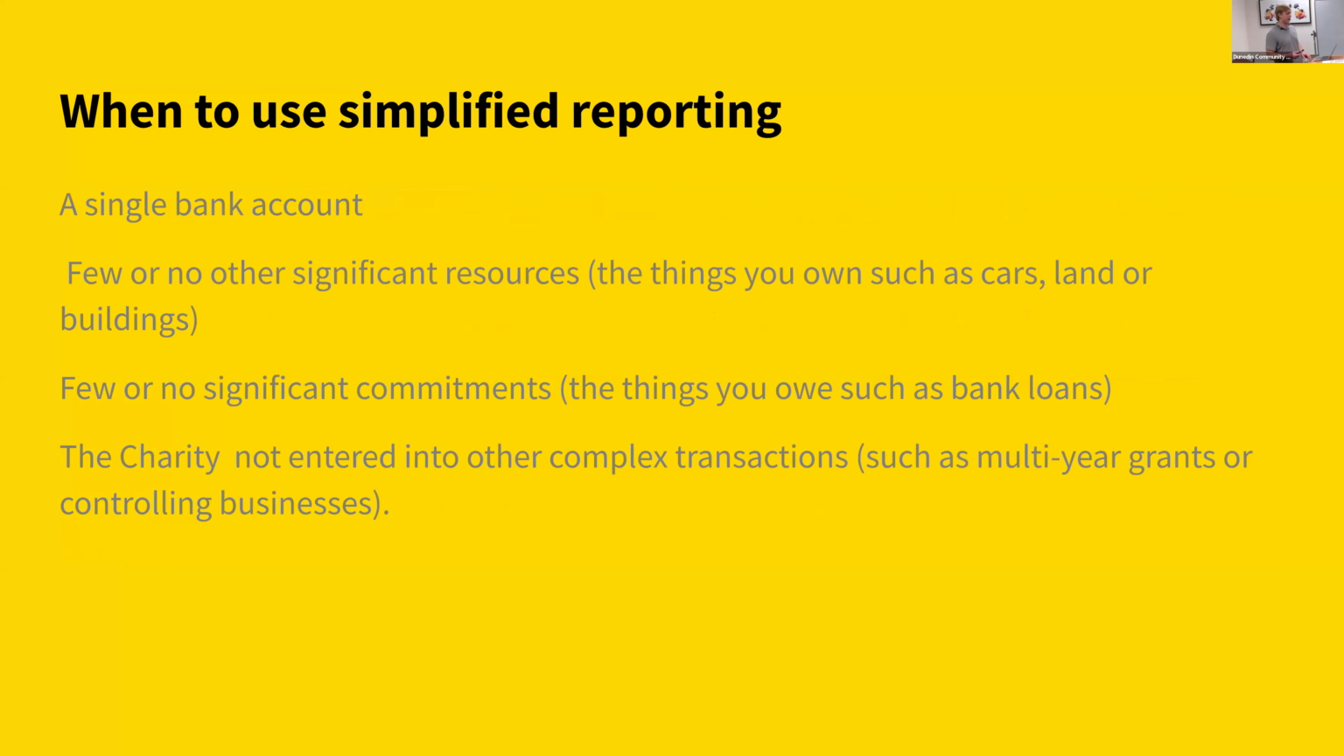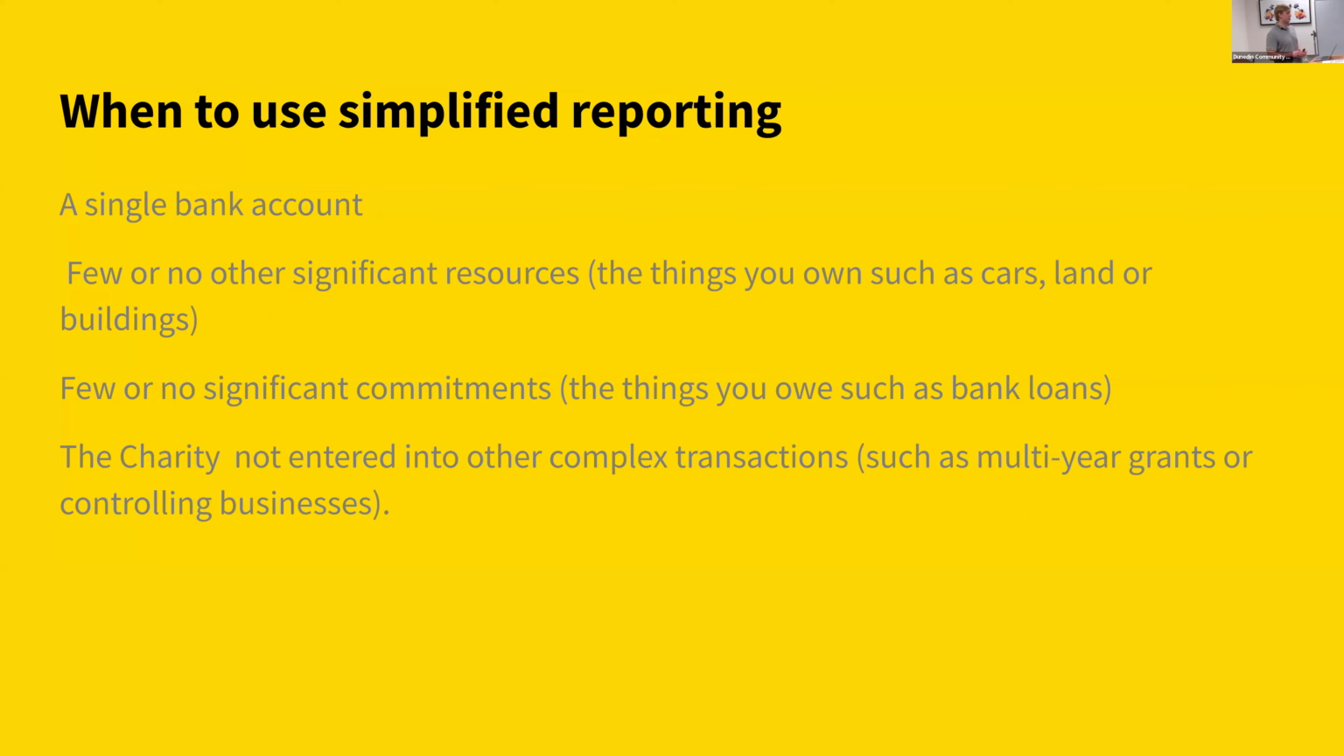When to use simplified reporting. This is applicable to Tier 4 charities and non-incorporated societies. So if you have a single bank account, you'll qualify for this Tier 4 reporting. If you have few or no other significant resources, so these are things you own, such as cars, land, or buildings, or premises, you qualify to use Tier 4 reporting.